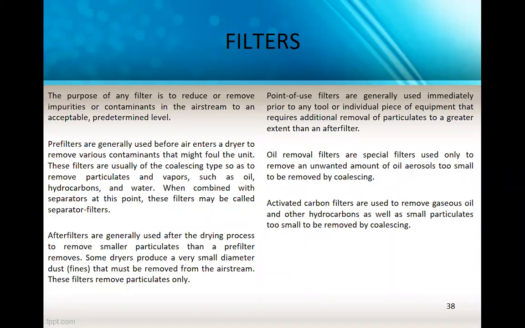Now for the filters, the purpose of any filter is to reduce or remove impurities or contaminants in the air stream to an acceptable predetermined level. Pre-filters are generally used before air enters a dryer to remove various contaminants that might foul the unit. These filters are usually of the coalescent type so as to remove particulates and vapors, such as oil, hydrocarbons, and water.